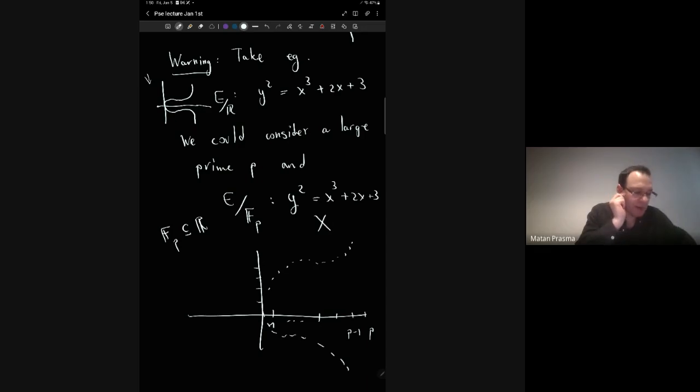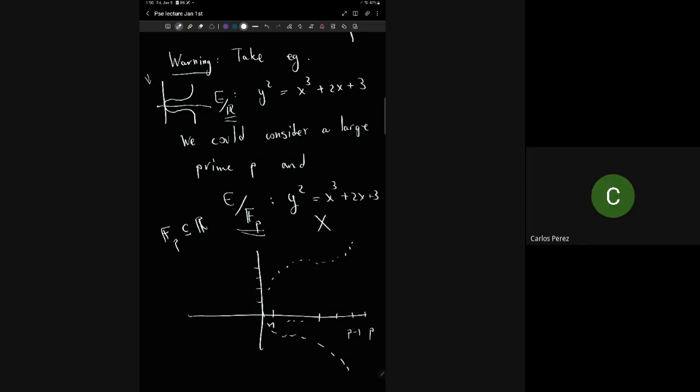So the reason is that the solution set highly depends on the arithmetic of the field that we work over, right? And FP is indeed a subset of the real numbers, but it's not a subfield. I mean, the arithmetic on FP is not induced by the arithmetic of the real numbers. So the solution set is completely different.